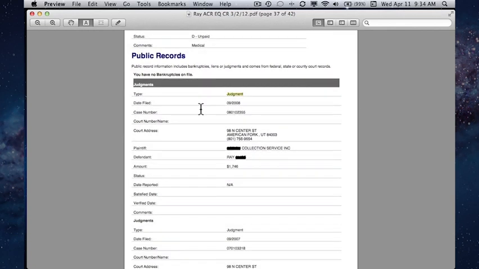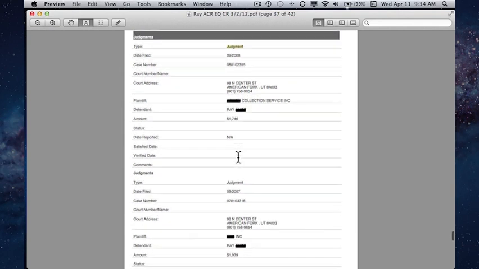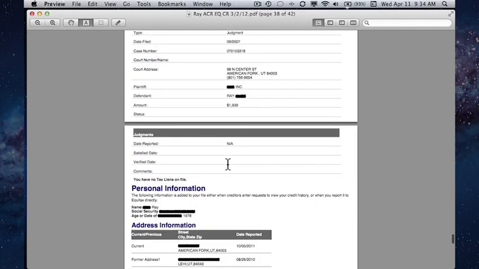And then there's a public record section. It shows the type of judgment. It shows the court address. It shows who has the judgment and the defendant name. In this case, it's Ray. So every type of judgment would be listed here.